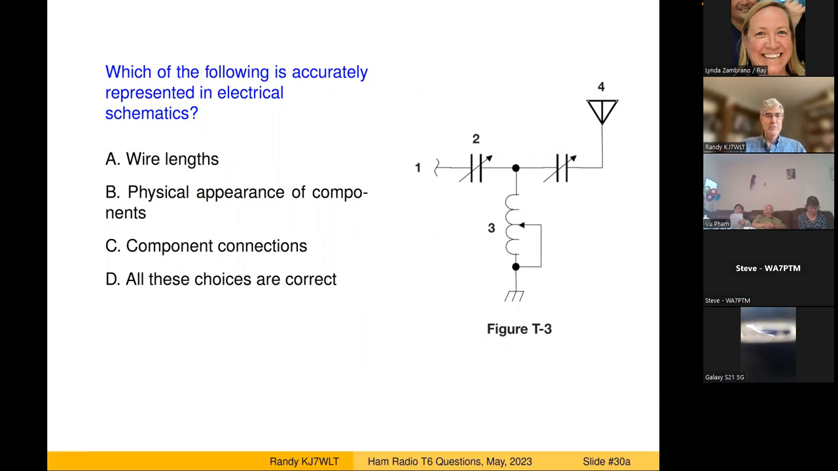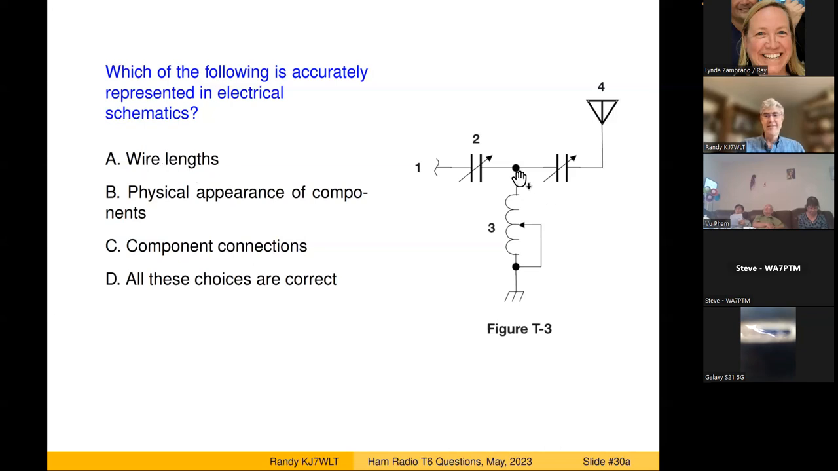So from what we just went through, first of all, which of the following is accurately represented in a schematic like what's over here on the right? The wire length, the physical appearance of the components, the component connections, or all of these? Well, it's not really showing the physical appearance of the components. That would mean it would be like a picture of what an antenna or a variable capacitor actually looks like, but they're not. They're these schematic symbols. So it's not the physical appearance.